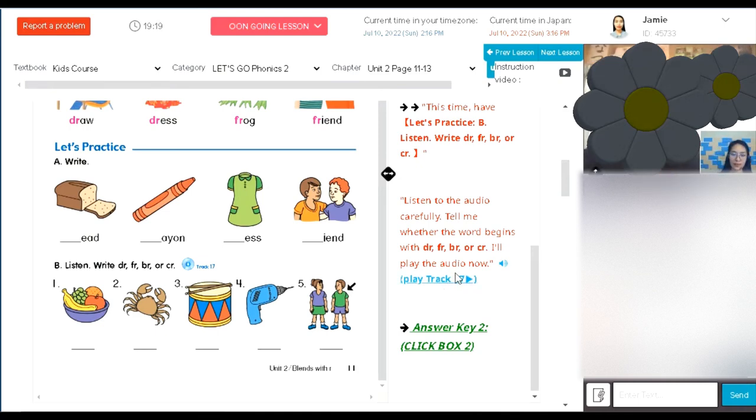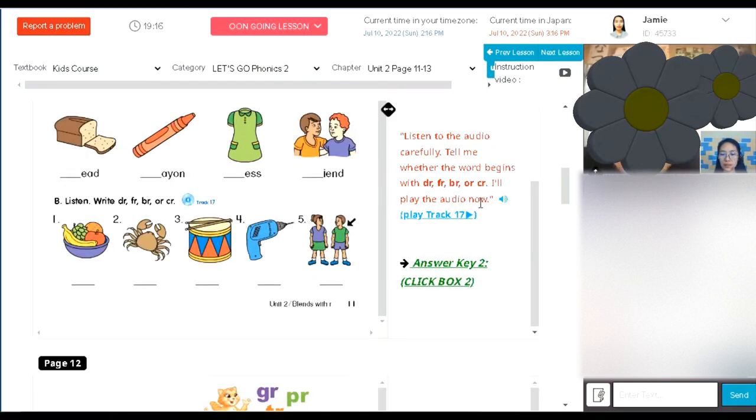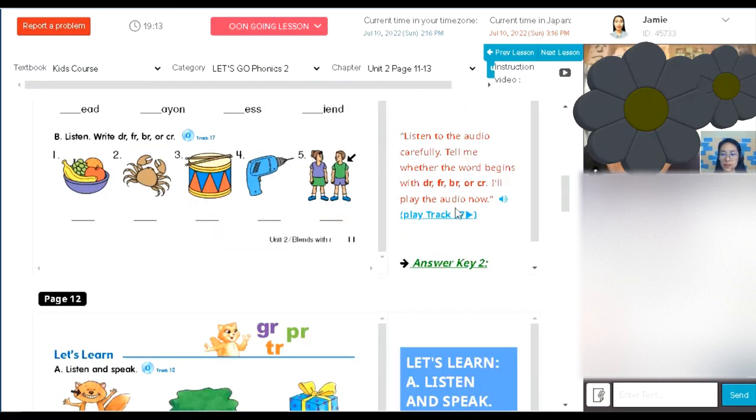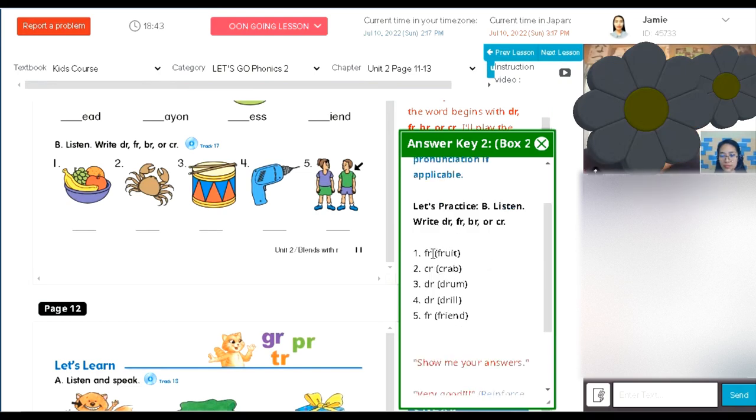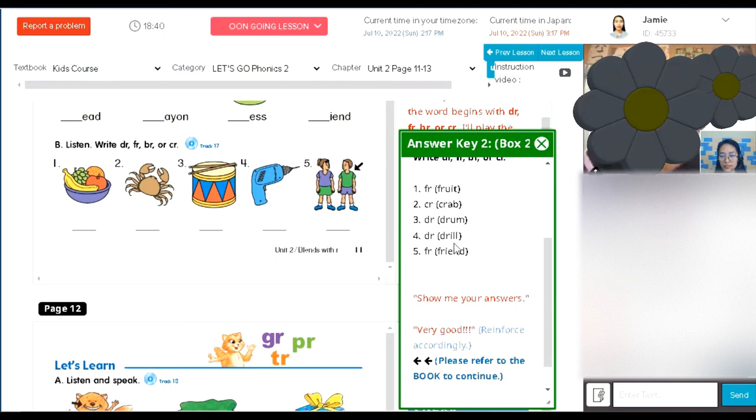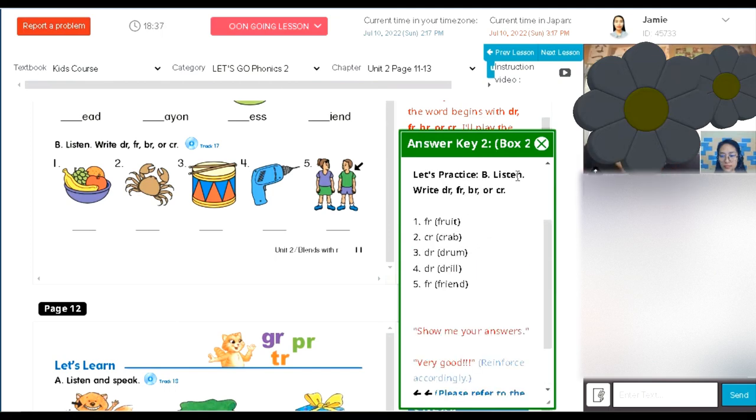Track 17, Unit 2, Blends with R. Let's practice. B. Listen. Write DR, FR, BR, or CR. Number 1. Fruit. Number 2. Crab. Number 3. Drum. Number 4. Drill. Number 5. Friend.